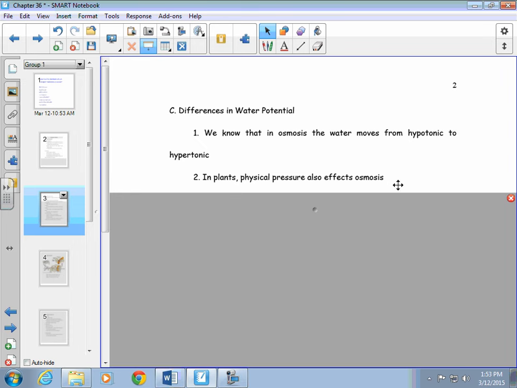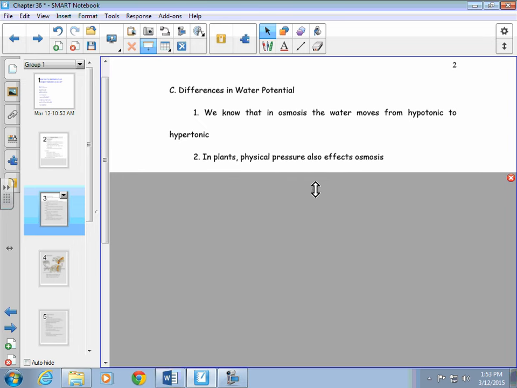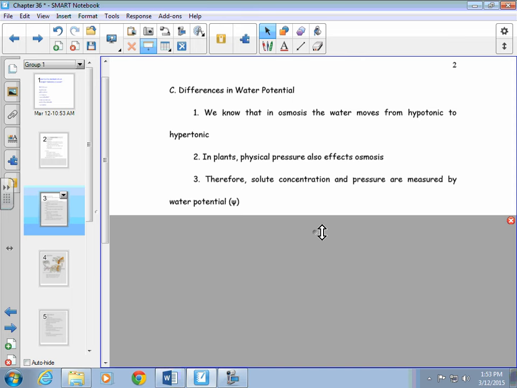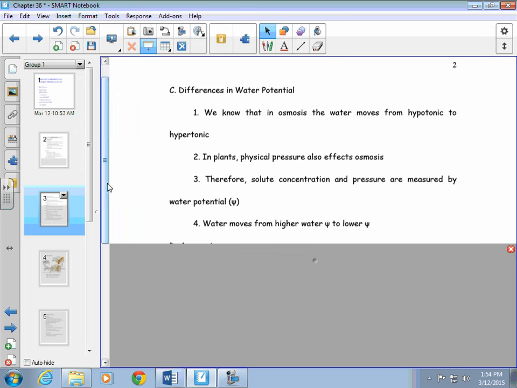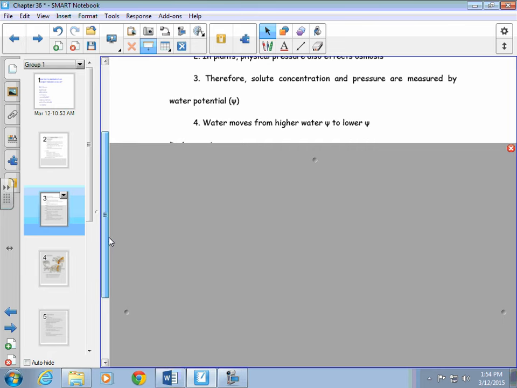In plants, physical pressure also impacts how much osmosis will occur. Therefore, the solute concentration and pressure are both measured by water potential, and I put the symbol for water potential there. Water will move from an area of high water potential to an area of low water potential.